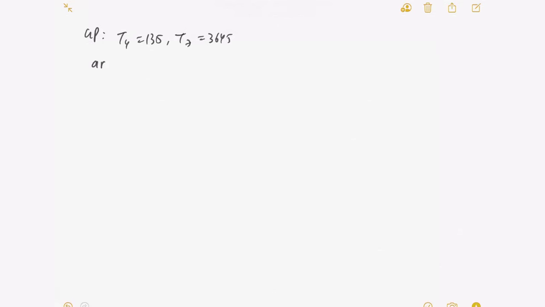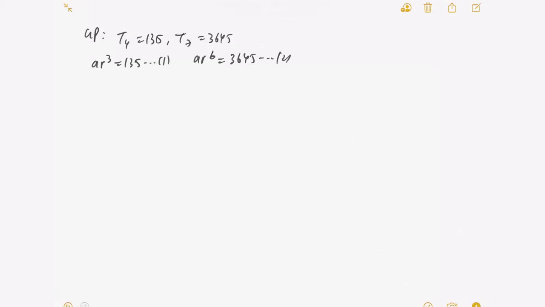Now the fourth term we can use ARⁿ⁻¹, which is AR³, first equation. The seventh term, ARⁿ⁻¹, will be AR⁶. Let's make it the seventh term, 3645.